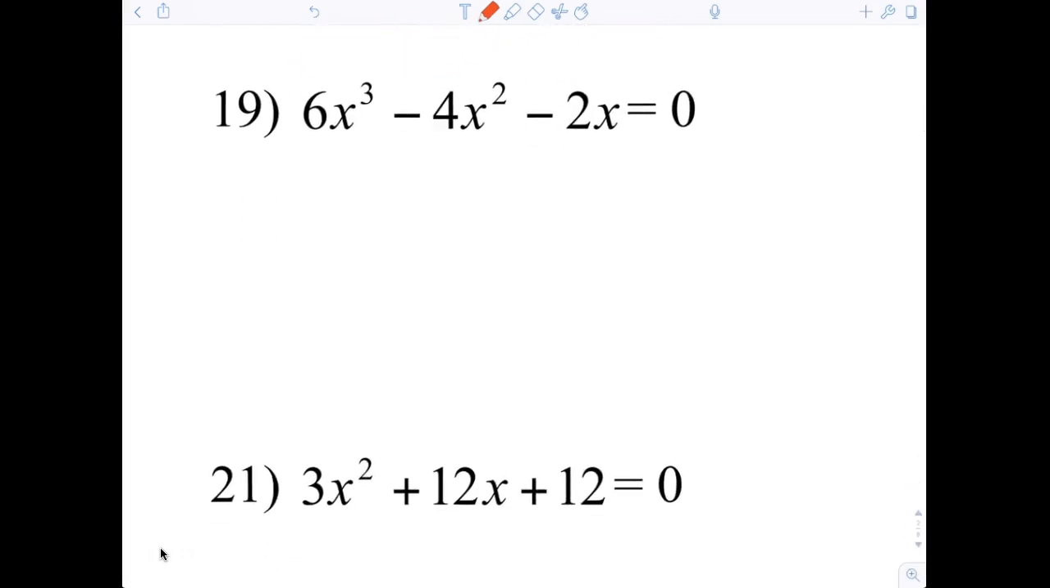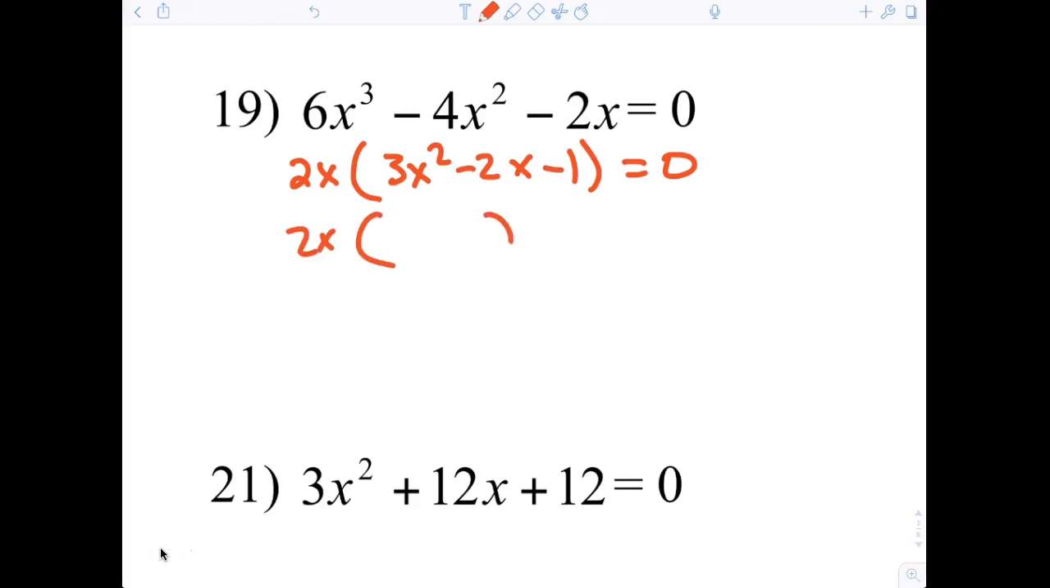All right, here we go. Number 19, come on now. What's common in 19? 2x. Everybody good? So here we go, pull down a 2x. So when that happens, I get what? 3x squared minus 2x minus 1. Beautiful. And then 2x, two sets of parentheses, 3x and x.